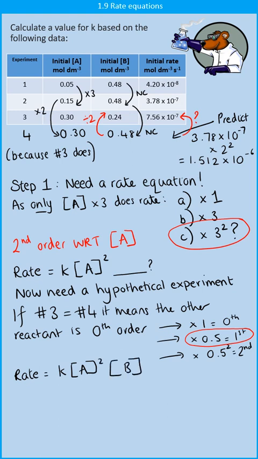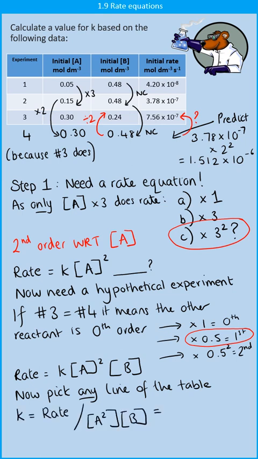So we can now write out that full rate equation like this. Now we can pick any line of the table. It doesn't matter which of the 4 lines you use, we'll get the same thing out. So we're just going to plug in values for rate and A and B and solve this. So we rearrange the equation and we get an answer of 3.5 times 10 to the minus 5.